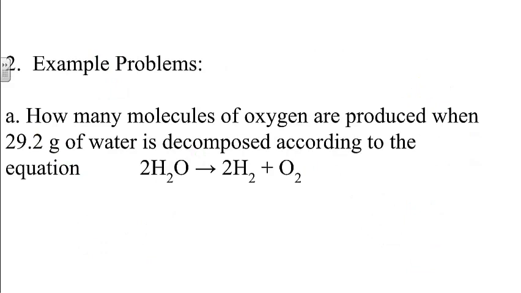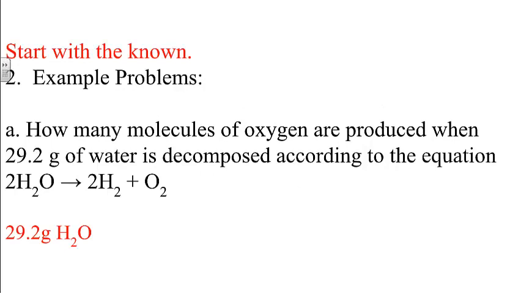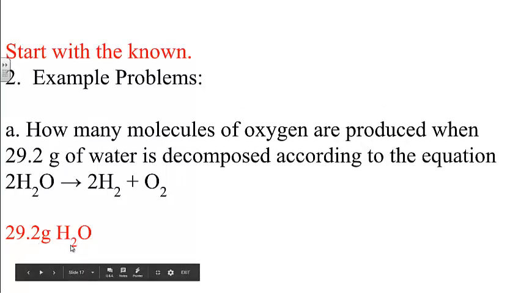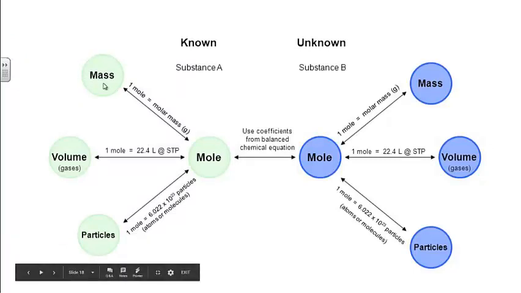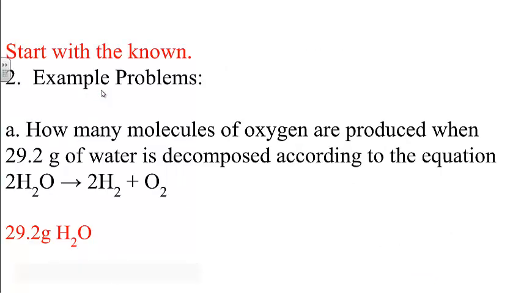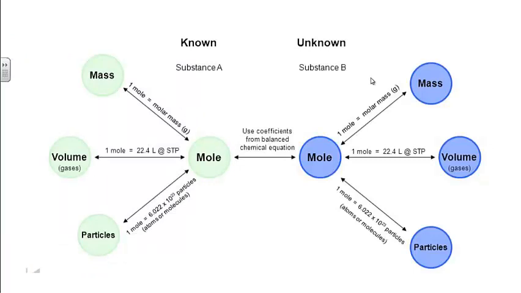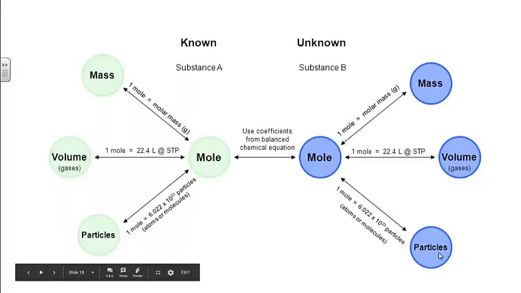Okay, so here's some examples. How many molecules of oxygen are produced when 29.2 grams of water is decomposed according to the equation? Now, we always start with our known. So I'm going to start with the known, which in this case is 29.2 grams of H2O. Okay, I want to look at my map then. If I'm starting with grams, I'm up here with a mass. And it's asking me how many molecules of oxygen. So I'm going to go to particles for my unknown.